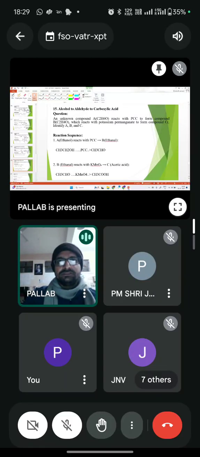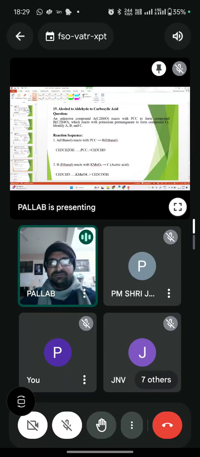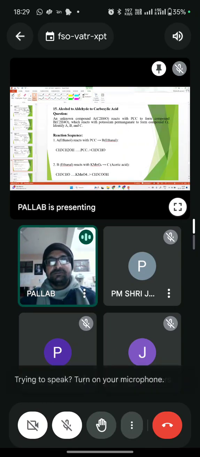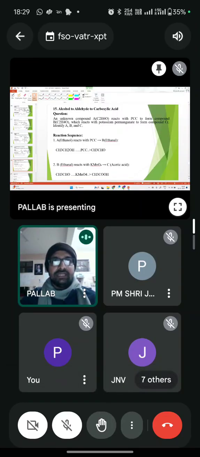Okay, an unknown compound A reacts with PCC. This is the same type of problem which we have previously discussed. That PCC is used to react with alcohol.